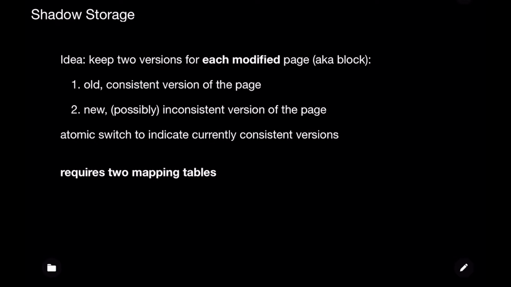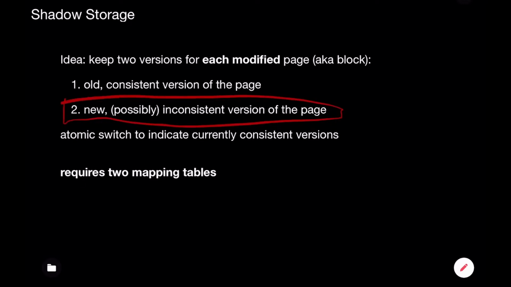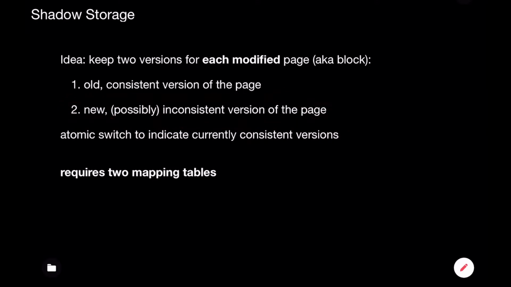You will see this idea reappear in computer science over and over again under different names. The idea is really simple: you always keep an old consistent version of a page. Now when you want to change that page, or a number of pages, you create a new, possibly inconsistent version of that page. However, you keep a second copy.